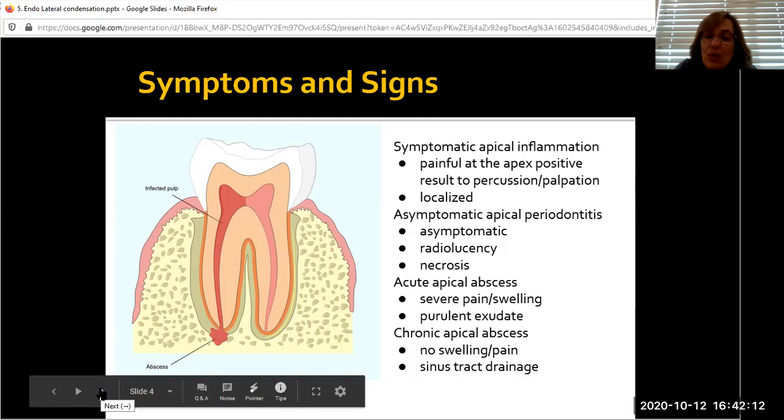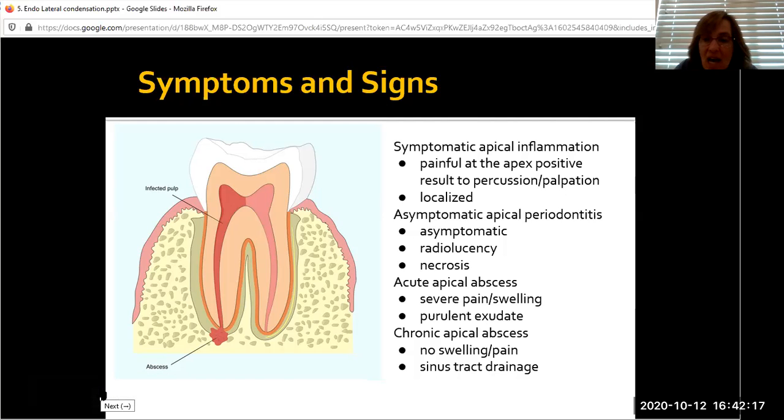There is acute apical abscess. This is when you have a patient, they are not happy, they have severe pain, they could have swelling, and normally there is a drainage that needs to happen in order for the patient to be out of pain. But at this point, the exudate, the pus, is still within the bone adjacent to the root of the tooth. Therefore, that pressure is what's causing the patient discomfort.